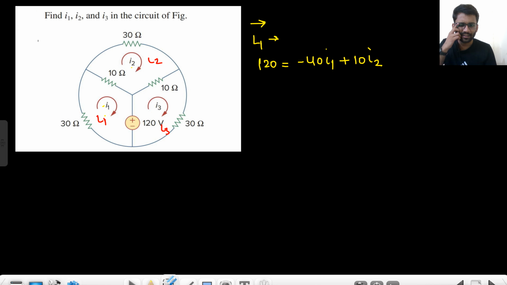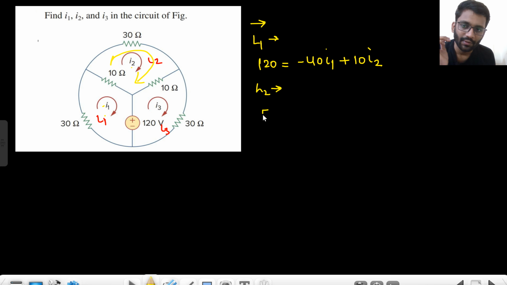Now you will apply KVL in loop 2. In loop 2, how many currents are there? I2 current is there, I1 current is also there, and I3 current is also there. Let's just talk about it as if there is no voltage source. I have to walk, so let's assume I am walking in the direction of I2 only.